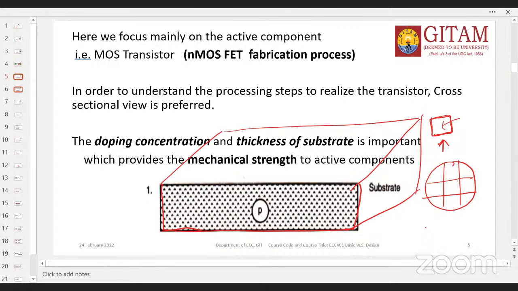Now, the first step is we have to create a P-type substrate. Why? Because I am interested in fabricating an N-MOSFET. Do you remember what the substrate is for an N-channel MOSFET? A P-type substrate is required. That's what we studied in the previous classes, right? Next.